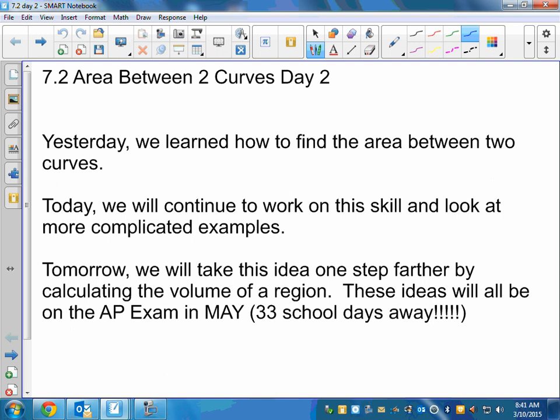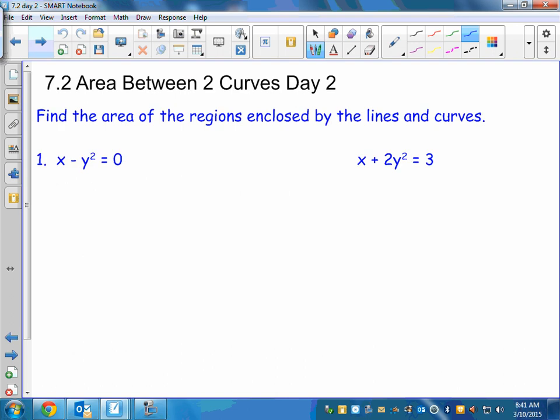So, all right, here we go. The directions on all of these is find the area between the regions.